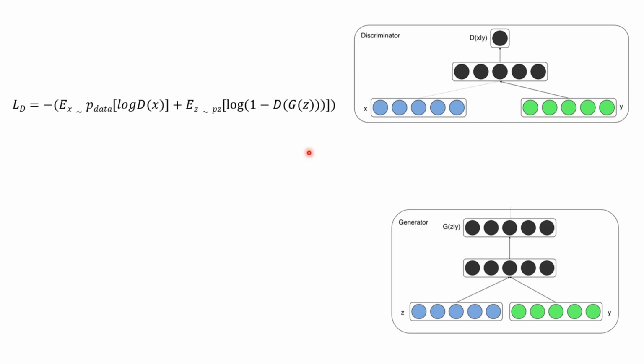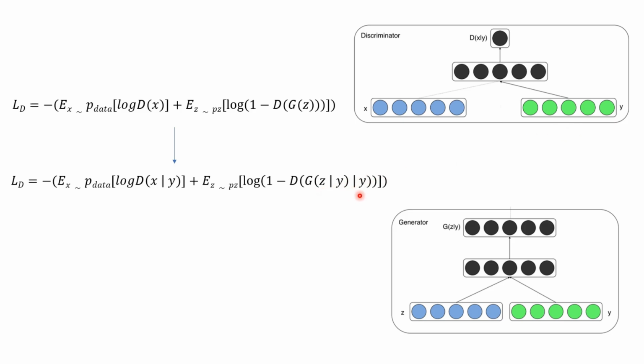So as you can see in this graph, we add extra information Y to both the generator G and the discriminator D, conditioning the output based on this input. This Y can represent any additional information such as class labels or attributes.